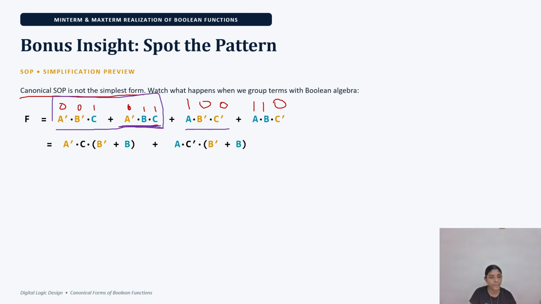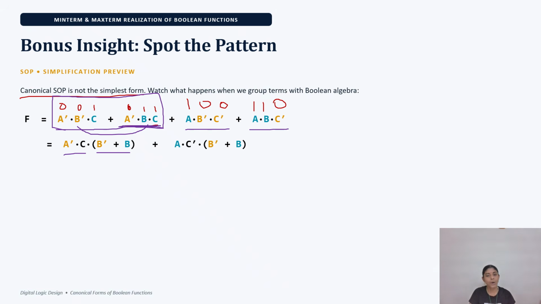Check these two terms. A dash C. So I have taken this A dash C as the common term. What is at the mid? B and B dash. So what is at the mid? B and B dash. Check over the next term. See here, it is A C dash. Here also it is A C dash.